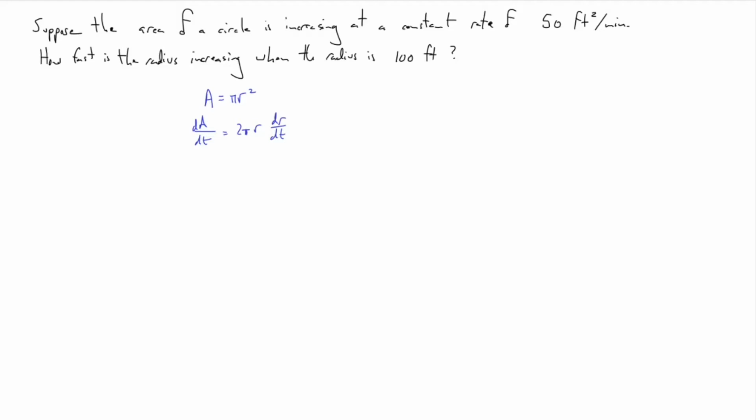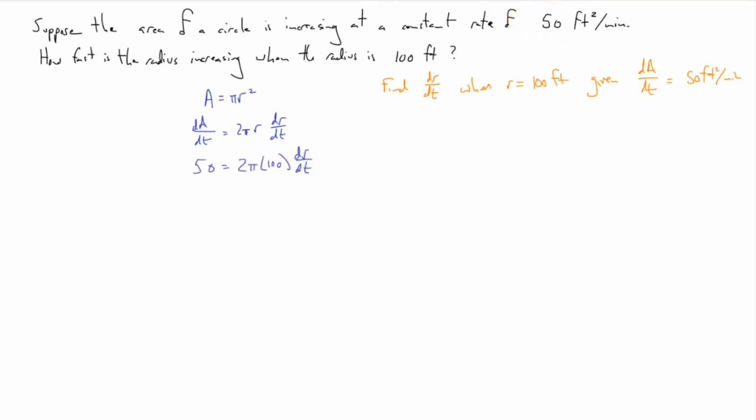Just like in the previous problem, you have to start with area equals pi r squared and take the derivative of both sides with respect to the variable t, and you get that dA/dt is 2 pi r times dr/dt. The problem asks, how fast is the radius increasing? That's find dr/dt. And we're trying to find dr/dt when the radius is 100 feet. And the other information that we're given is that dA/dt, the rate of change of the area, is 50 square feet per minute. That's how fast the area of the circle is increasing.